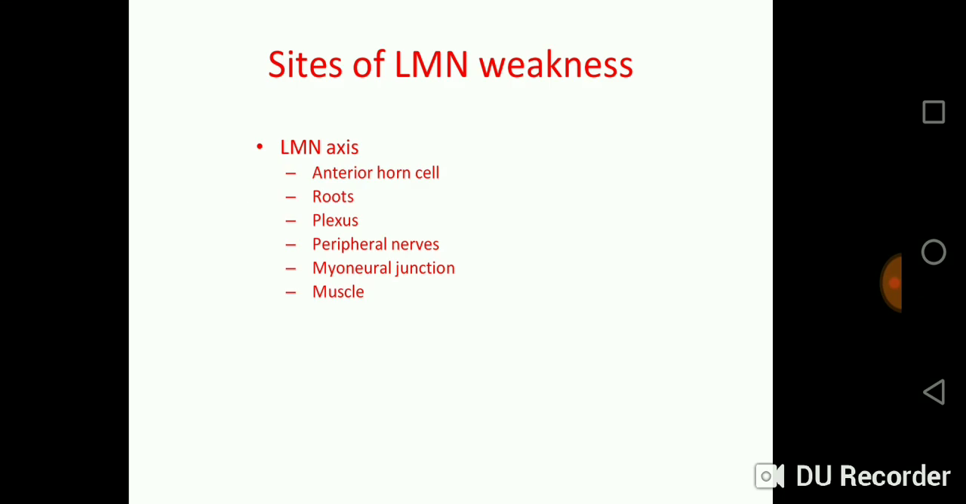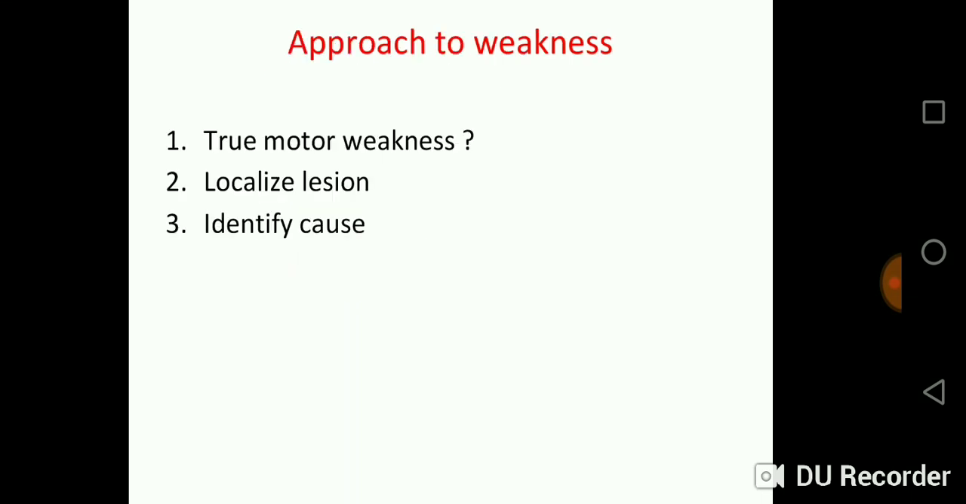In this video, let me discuss the characteristic features of anatomical site of LMN weakness. LMN lesion occurs secondary to involvement of the following sites: anterior horn cell, roots, plexus, peripheral nerve, myoneural junction, and muscle.